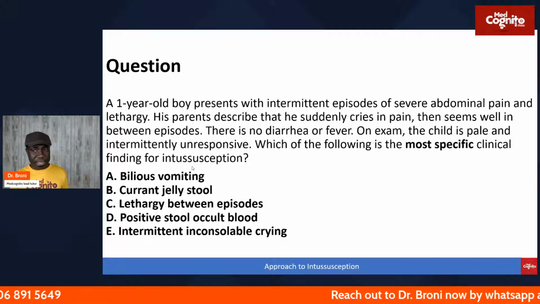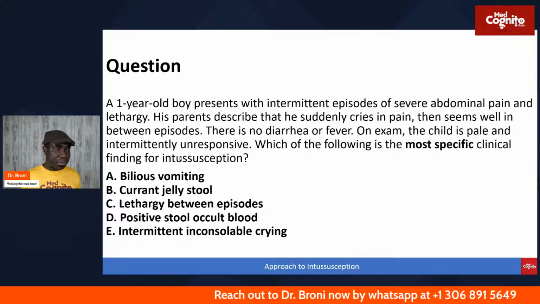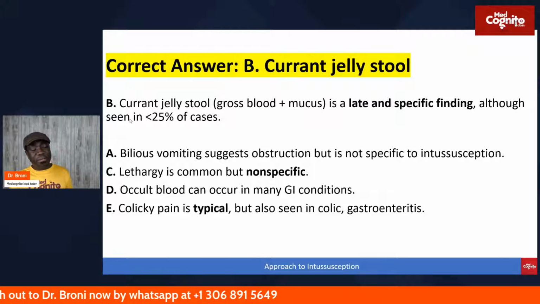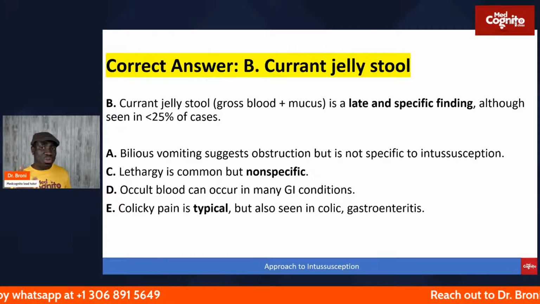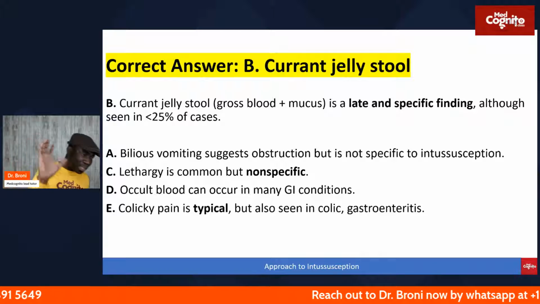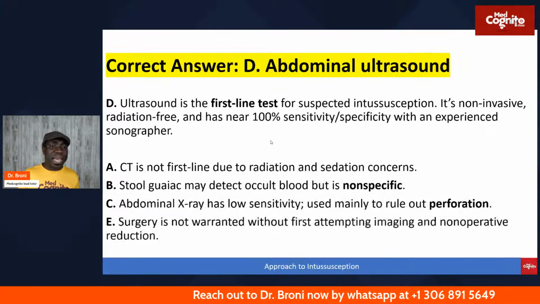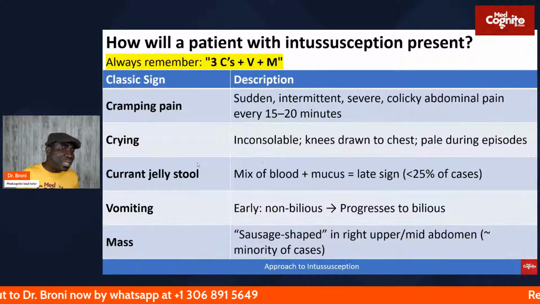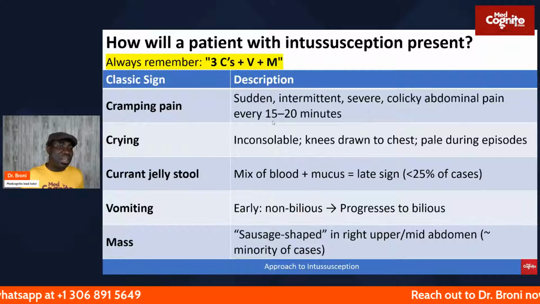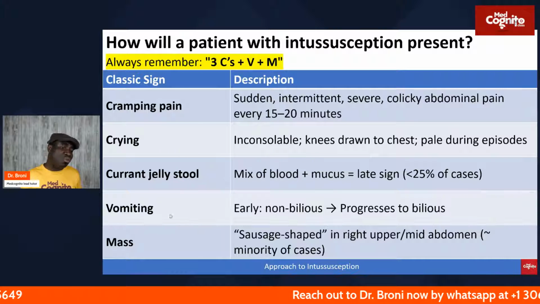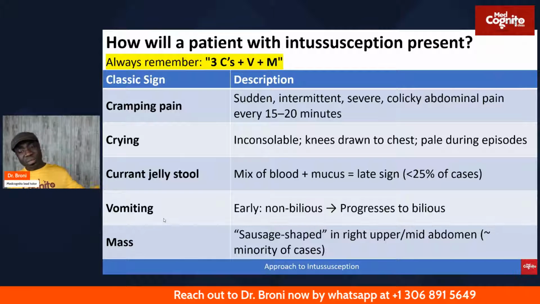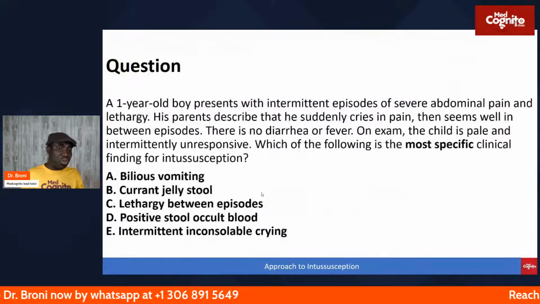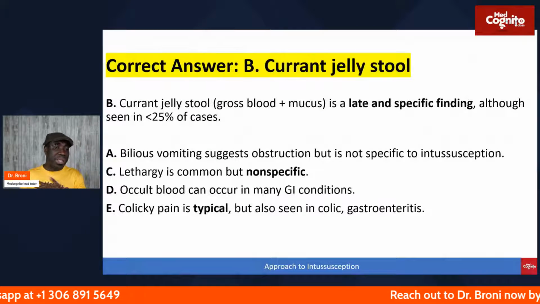So which of the following is the most specific clinical finding for intussusception? The answer is B, right? We're looking for specific things. Currant jelly stool, even though it is late, is a specific finding. Remember, we talked about the triad of symptoms. I want to go back again. The child will have cramping pain, crying, currant jelly stool, and vomiting, which earlier is non-bilious, but later progresses to bilious, and then there's a mass, right? That's what you are tested on, and that is the correct answer.